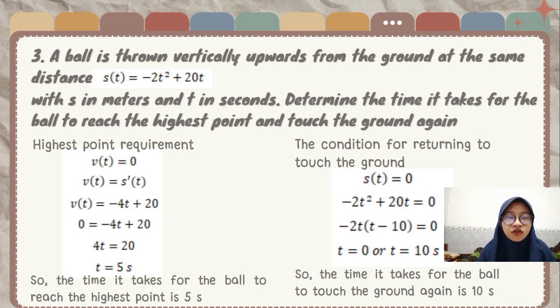The condition for returning to touch the ground: s(t) = 0. -2t^2 + 20t = 0. -2t(t - 10) = 0. So t = 0 or t = 10 seconds. So the time it takes for the ball to touch the ground again is 10 seconds.